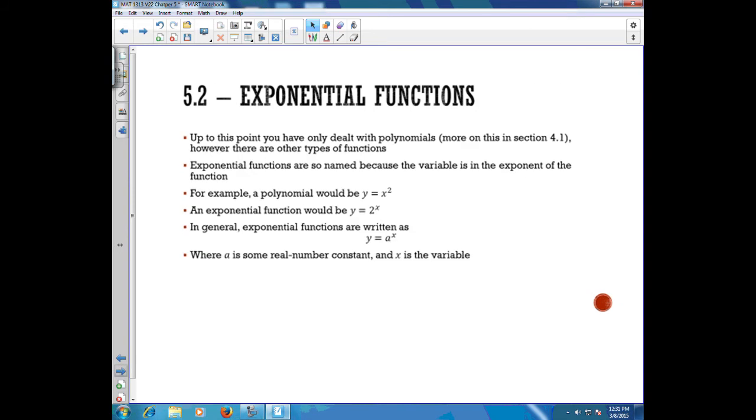So up to this point, we've only dealt with polynomials. Exponential functions are named because the variable is in the exponent. So for example, a polynomial would be something like y equals x squared, whereas an exponential function would be something like y equals 2 to the x. Notice the x is part of the exponent. In general, exponential functions are just written as y equals a to the x, where a is just some real number and x is the variable.